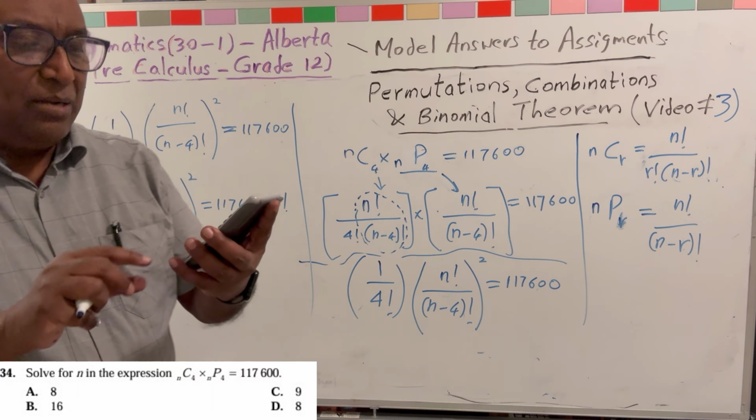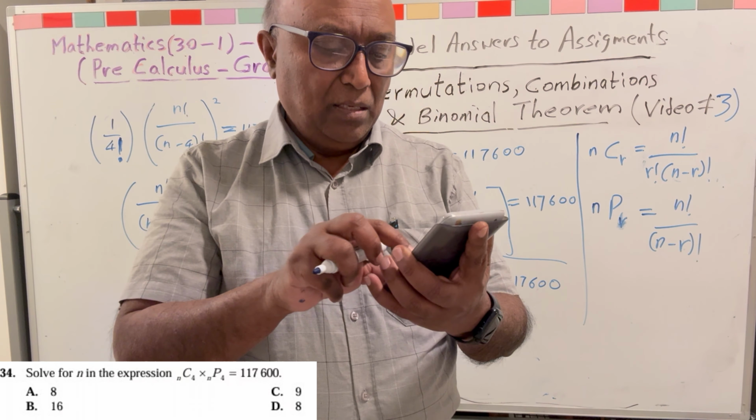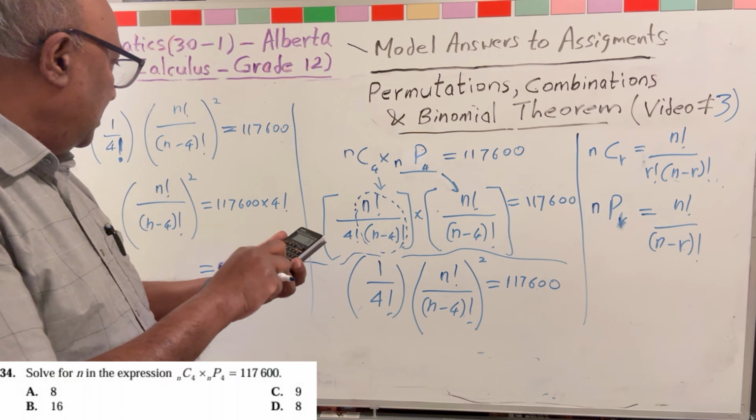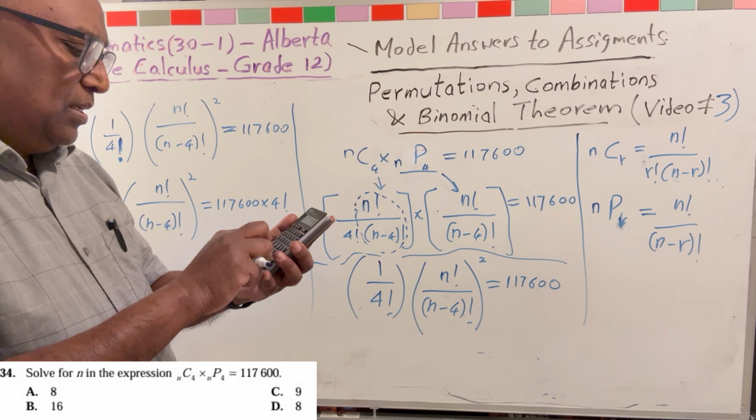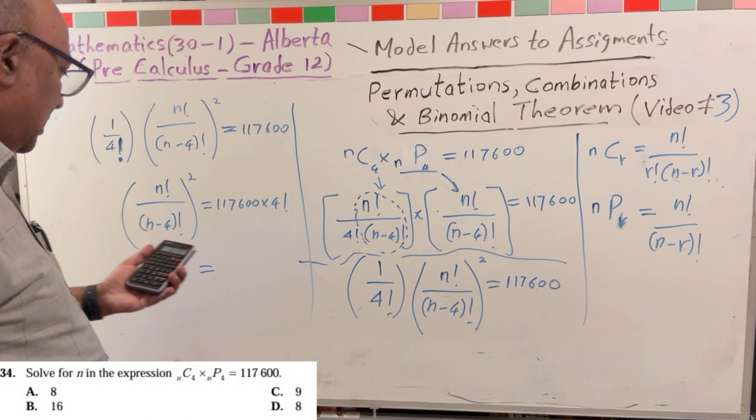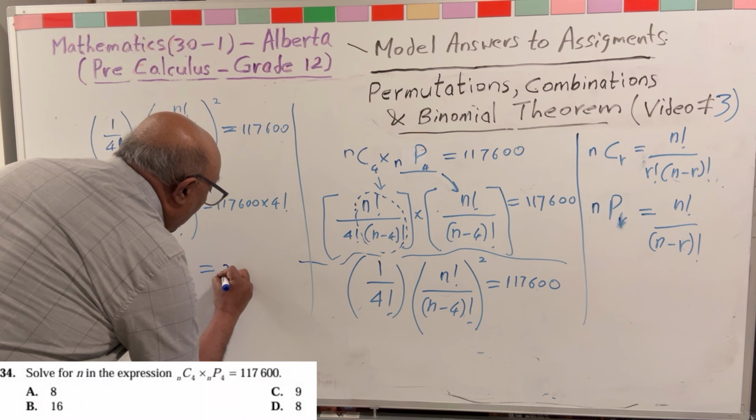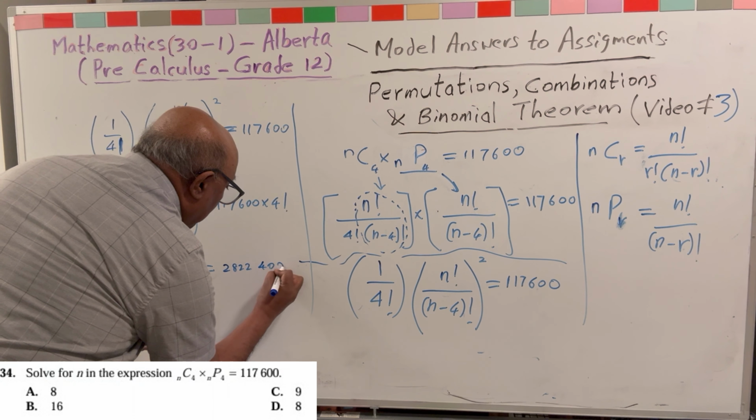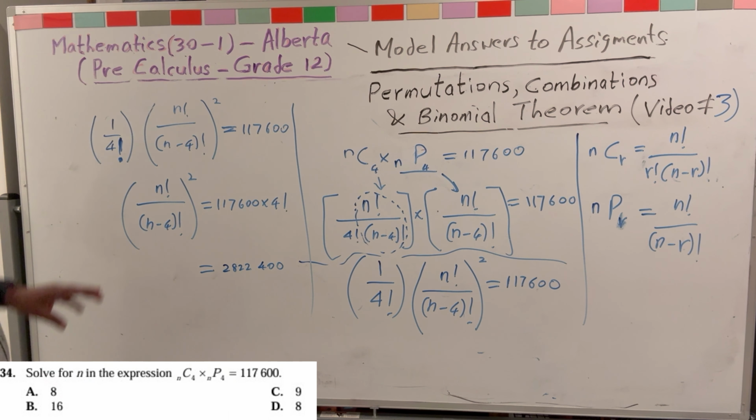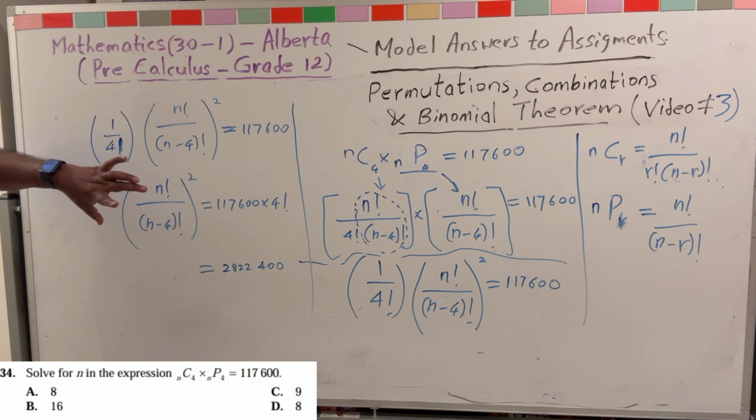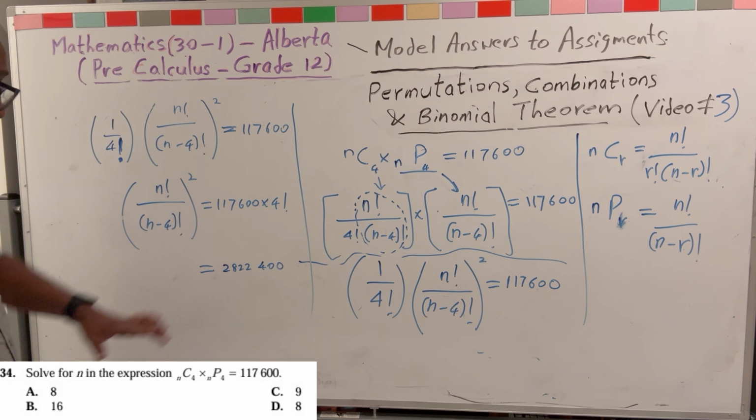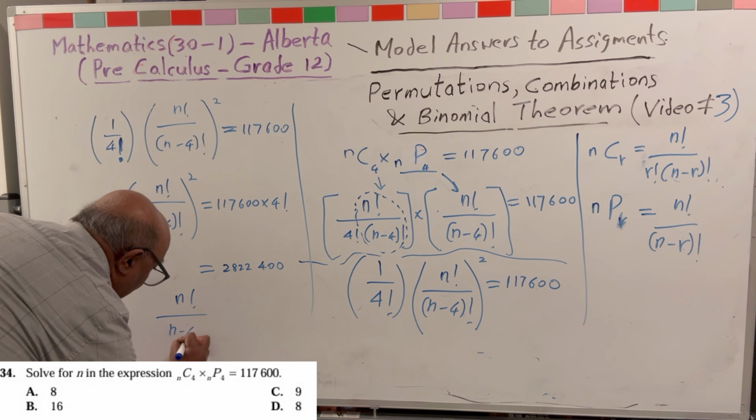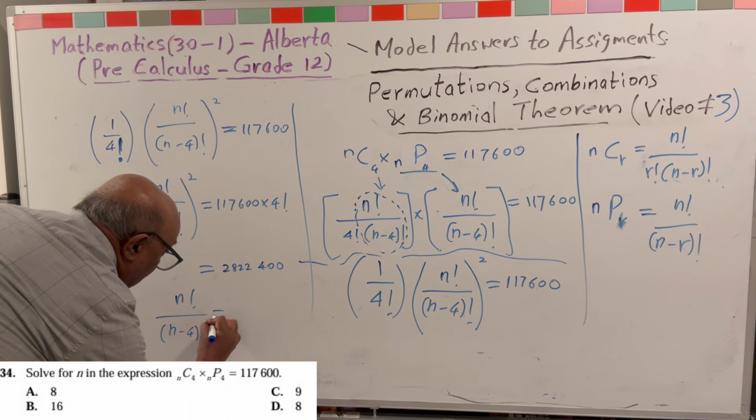Factorial 4 I will write directly. 4 factorial is 24, times 117,600. Okay, I got a big number: 2,822,400. What happened? This whole thing is squared and equal to this number. That means only this part, n upon n minus 4 factorial, is equal to the square root of this.